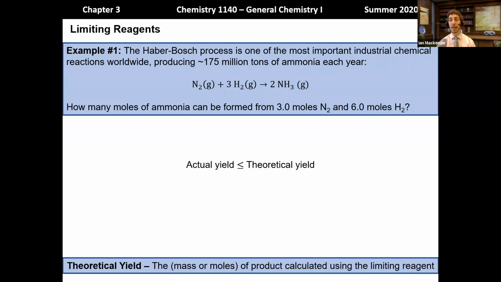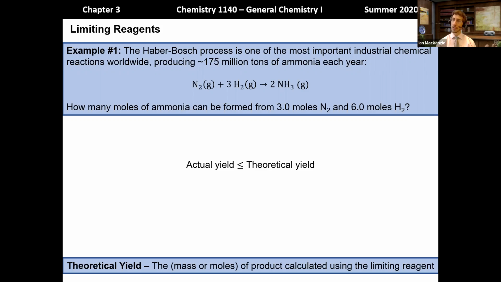Now, in many cases, the actual yield, this is what you actually isolate from a reaction, is always less than, or sometimes equal to, if it's perfect, but in 99.99999% of the cases, your actual yield will always be slightly to a lot less than your theoretical yield due to any kind of process which may lose even the smallest amount of product.